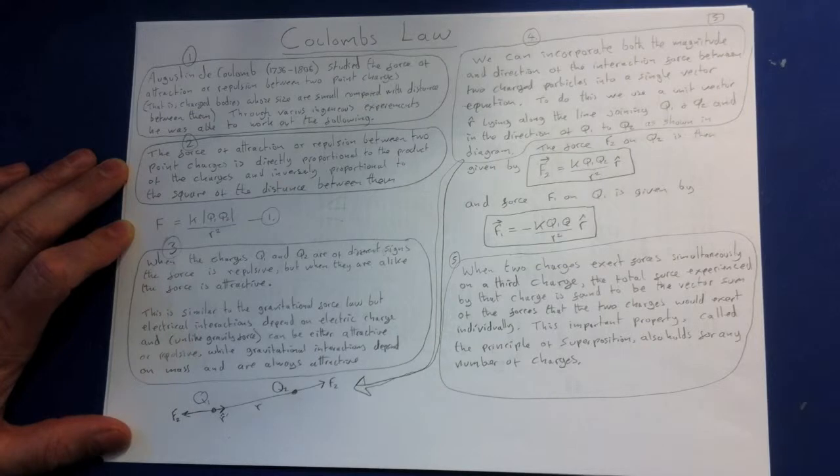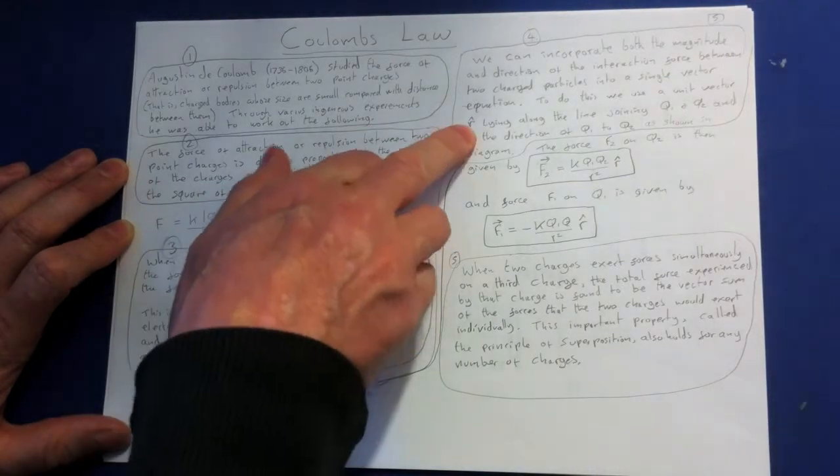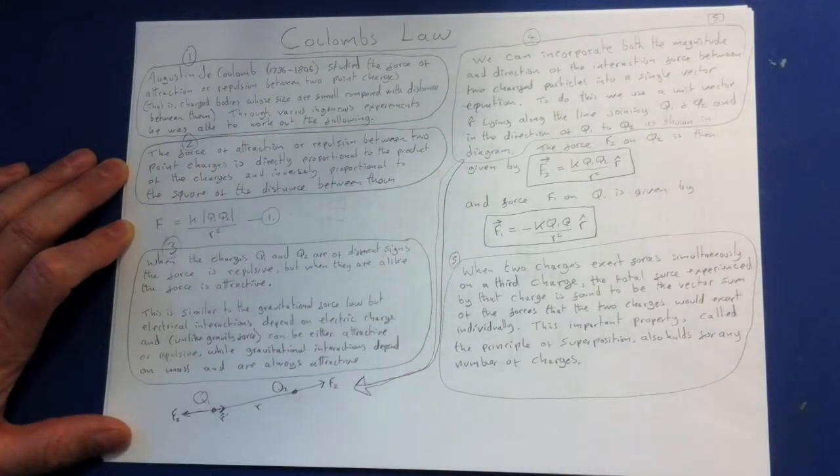So we'll read number 4. We can incorporate both the magnitude and direction of the interaction force between two charged particles into a single vector equation. To do this, we use a unit vector, r, lying along the line joining Q1 and Q2, and in the direction of Q1 to Q2, as shown in the diagram. So we've got a unit vector here, and it's showing the direction from Q1 to Q2.